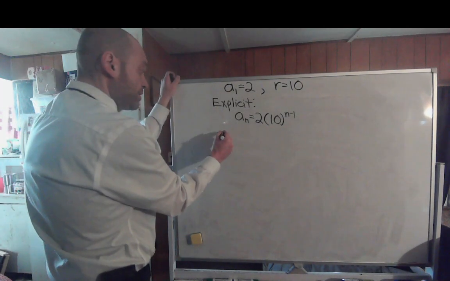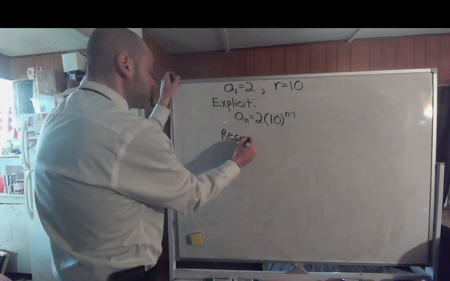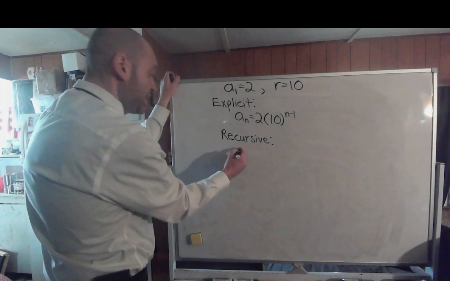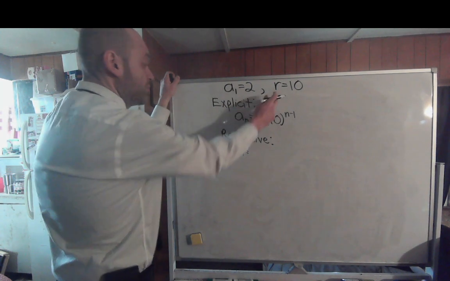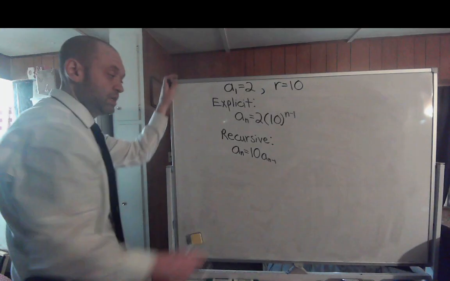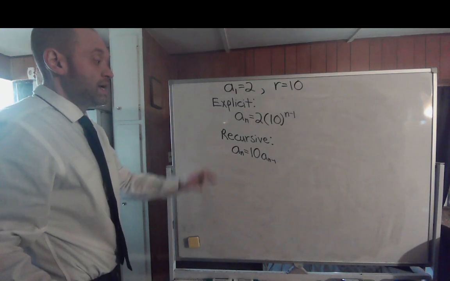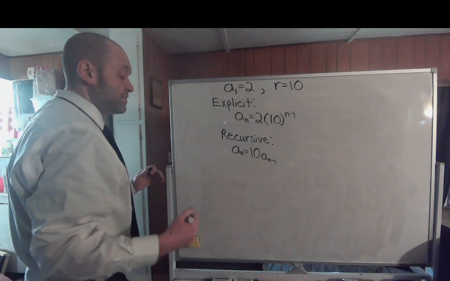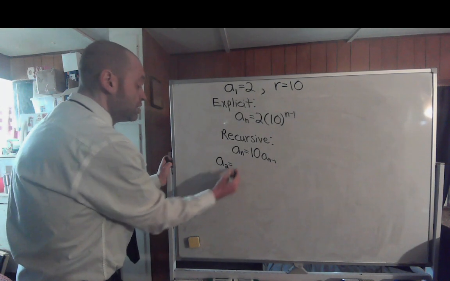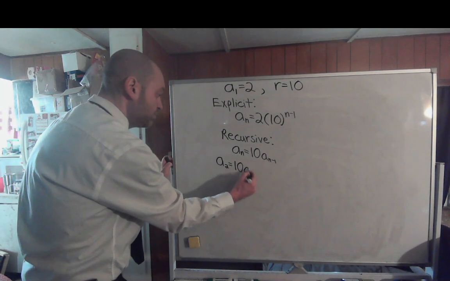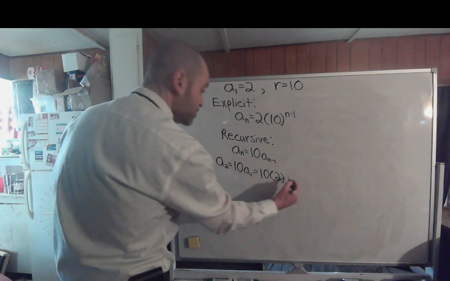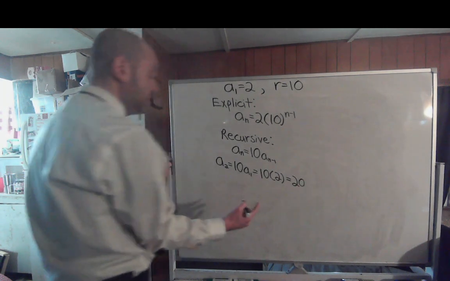Now what about for a recursive? If we were to find a recursive formula for this, your a sub n would equal your common ratio of 10 times the previous term, which would be a sub n minus 1. That's the recursive formula. Now, we're also going to find the first 5 terms of the sequence. So let's say we want to find a sub 2. Well, that's just going to equal 10 times a sub 1, which would equal 10 times 2, which would equal 20. So my a sub 2 is 20.